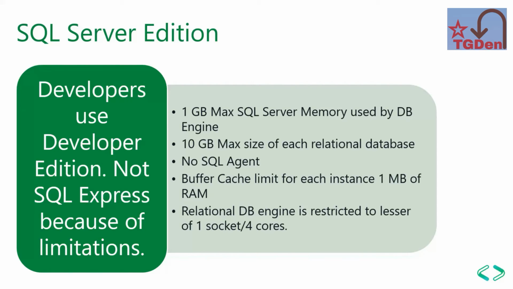The fourth point is that the buffer cache limit for each instance is 1 MB of RAM, which is very tiny. You need a bigger buffer cache for your queries to run better, because 1 MB is very small. And the last point is that the relational DB engine is restricted to the lesser of one socket or 4 cores. So if your server has, let's say, 16 cores, 64 cores, or even beyond, you cannot use them. You're restricted to 4 cores, because that's the limitation in SQL Express edition.